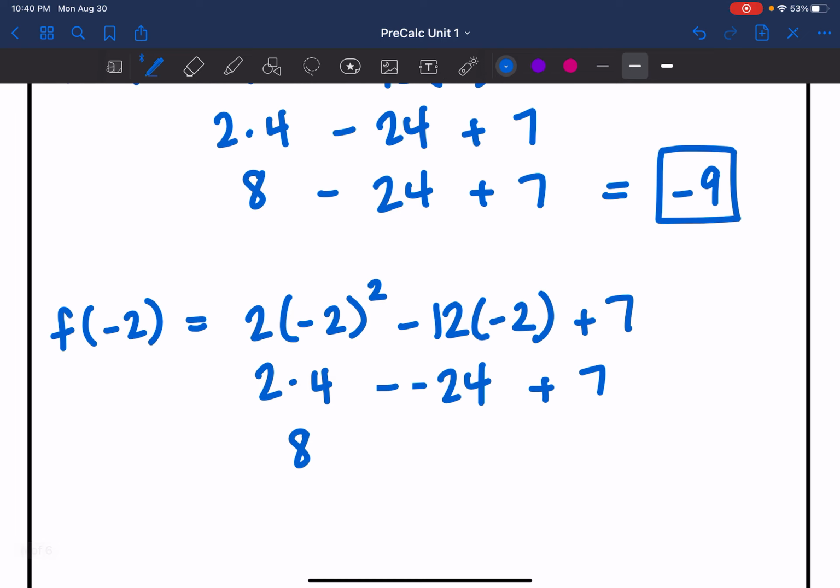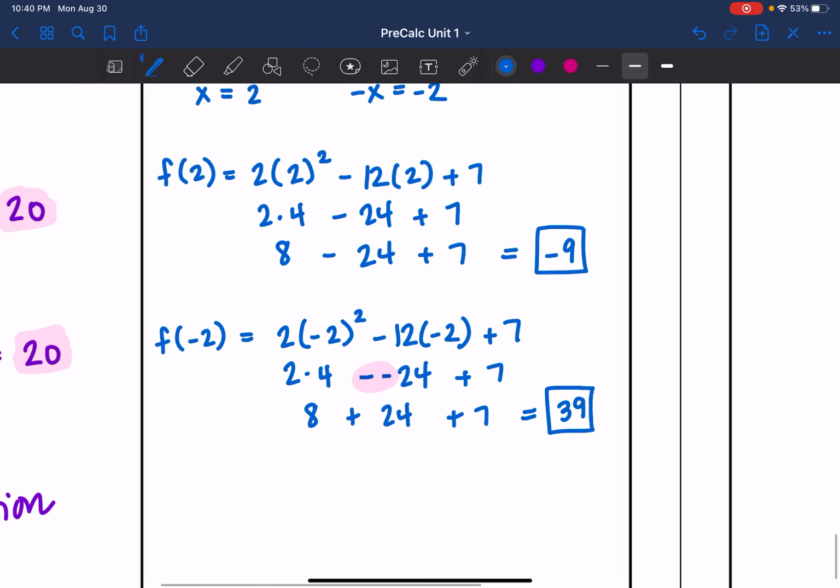Then plus 7. So I have a few things to fix. I know 2 times 4 is 8. But then this part right here, minus a negative number is going to turn to a plus sign. And then I still have my plus 7. So if I add all of those up, I get 39.